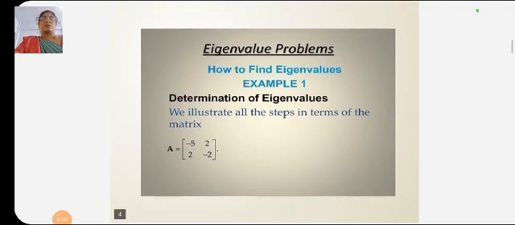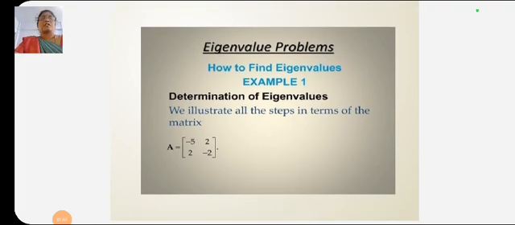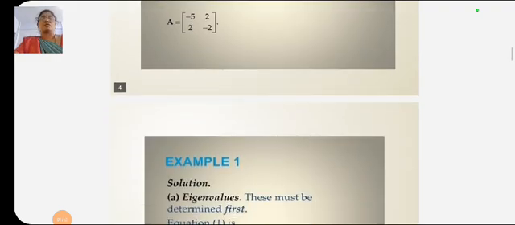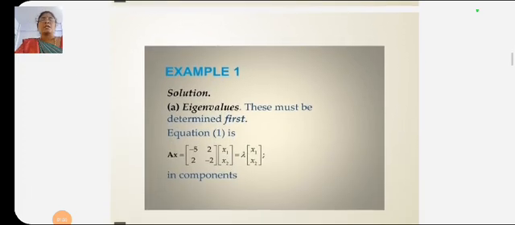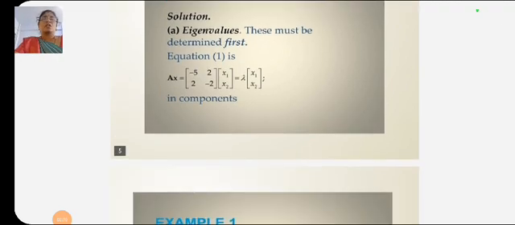Problem: determine the eigenvalues for the example A equal to the matrix with first row minus 5, 2 and second row 2, minus 2. First we have to write the characteristic equation: A x minus lambda x equal to 0. It can be written as the matrix times the column vector x1, x2 equal to lambda times x1, x2, the components.